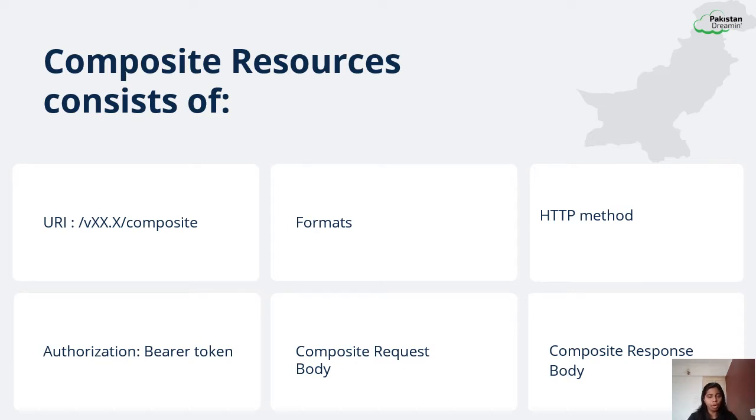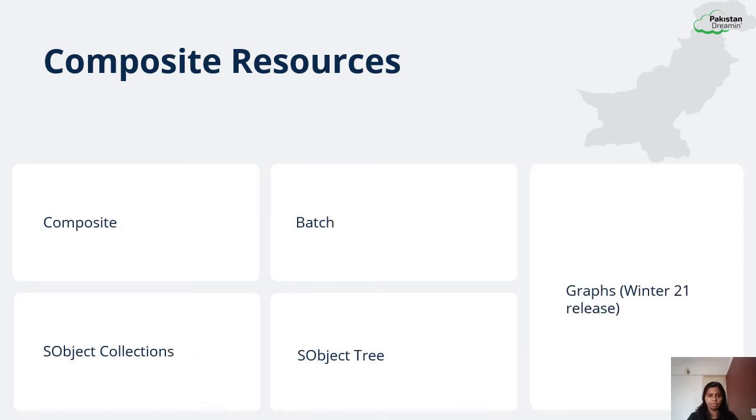Now let us see what the different types of composite resources available are. The first one is composite, then batch, sObject collection, sObject tree and graphs. Each of these composite resources has different behaviors. We will go into detail on each of these and see how it behaves.